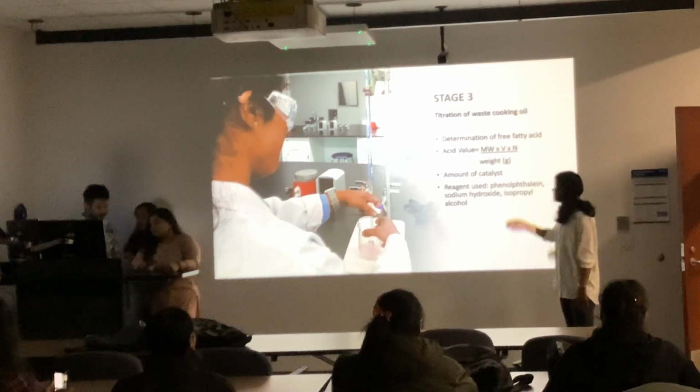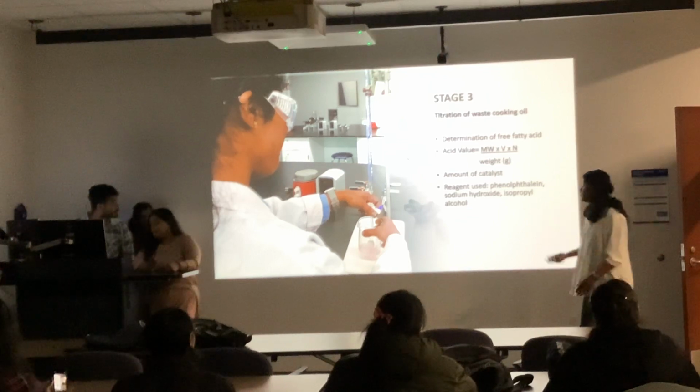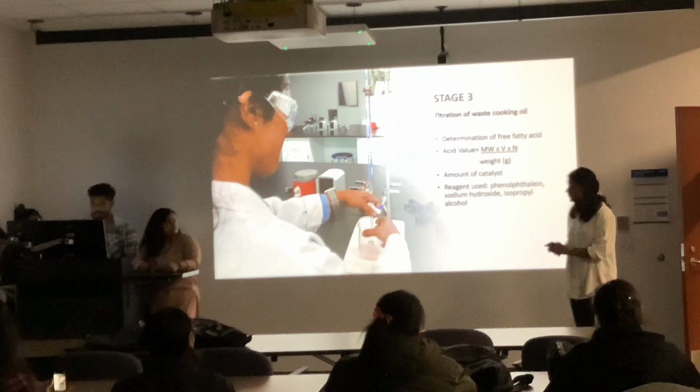And the next step is the mode of catalyst. We determine how much catalyst we need to use for the next steps.